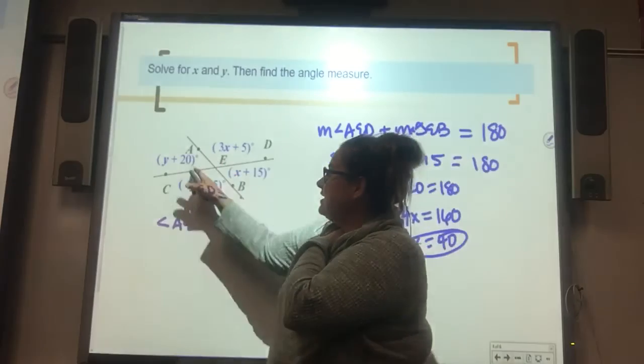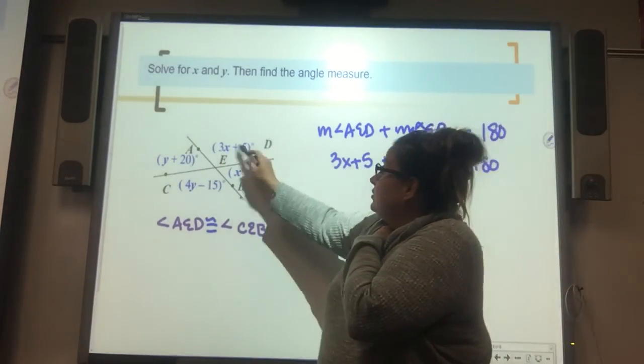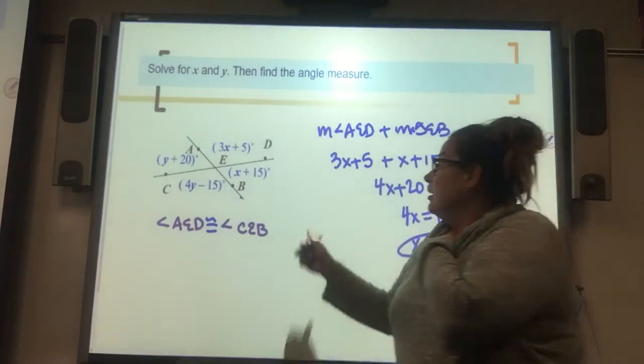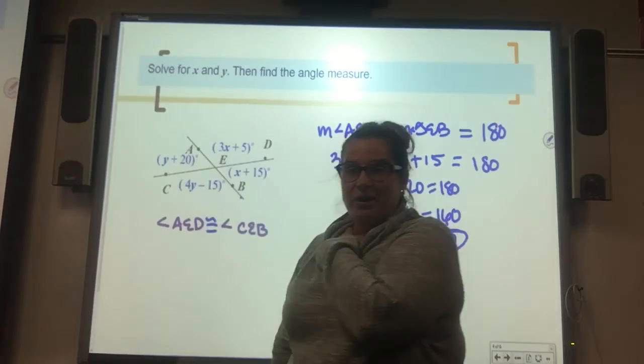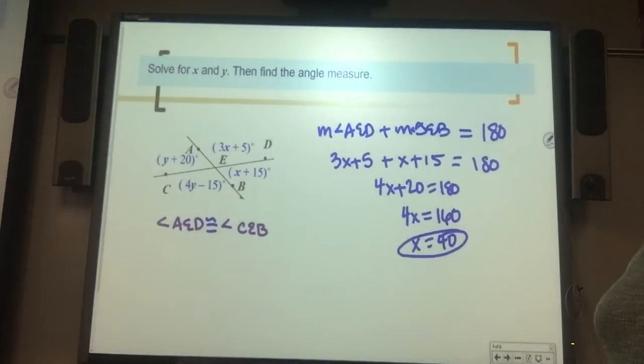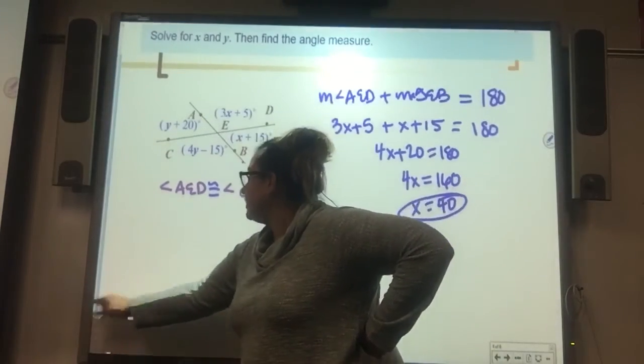Or I could say that these two are equal to 180. That's a strategy. I could say that these two are congruent and put 40 in for x. That would work. It really comes down to what works best for you. I'm going to build off of this one right here.